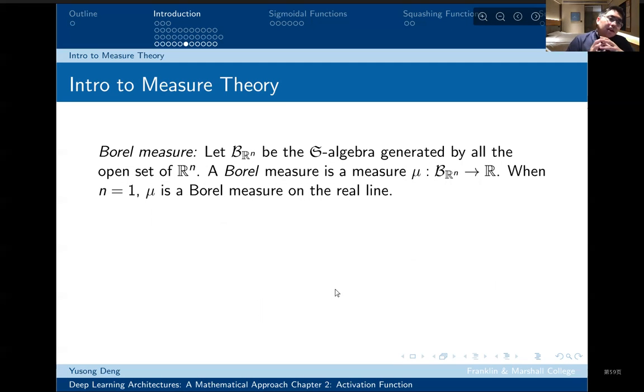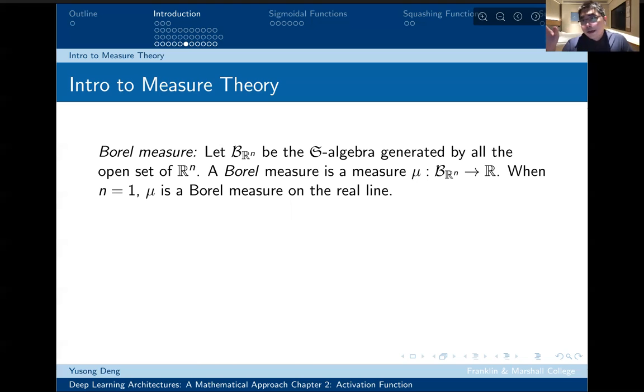All right. The next one is the Borel measure. The Borel measure is what we will talk about most often in the neural network field, so we will try to focus on this. Let B(R^n) be the sigma algebra generated by all the open sets of R^n. A Borel measure is a measure from B(R^n) to R. When n equals 1, mu is a Borel measure on the real line. So B(R) to R is a measure on the real line.